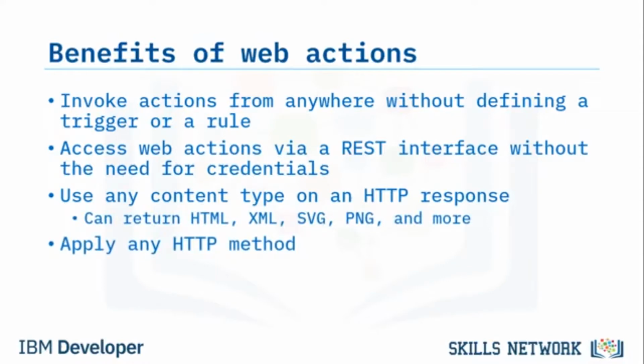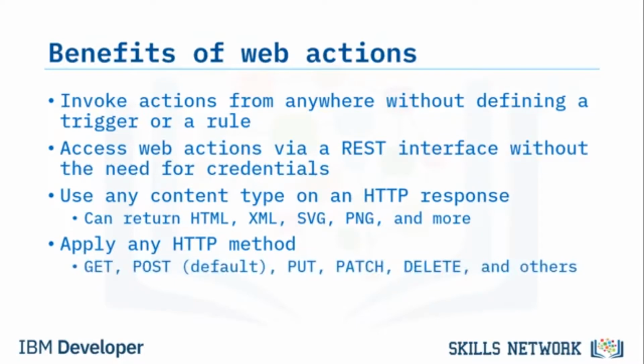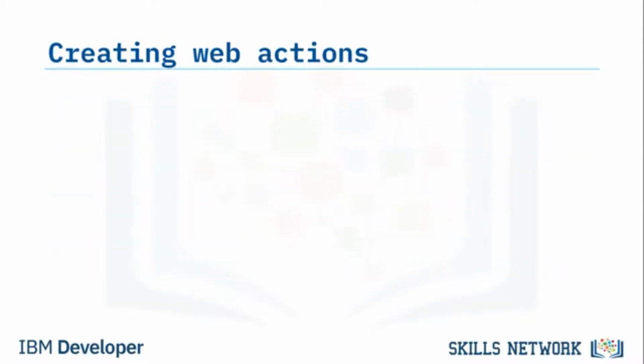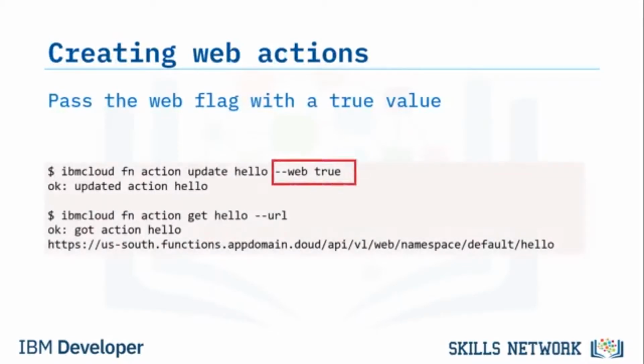Finally, web actions support any HTTP method, including GET, POST, which is the default, PUT, PATCH, and DELETE, as well as HEAD and OPTIONS. You can easily create a web action by passing the web flag with the value of true. If you already created an action, you can update the existing action and pass the same web flag. To use a web action, you need its public URL. You can retrieve the public URL by using the action GET command and passing the --url flag.